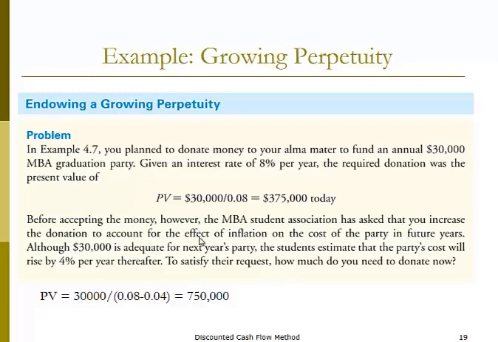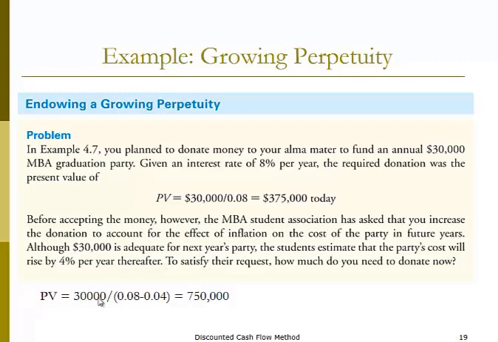We need to account for the effect of inflation on the cost of the party. Although $30,000 is adequate for next year's party, students estimate that the party's cost will rise by 4% per year thereafter. This tells us that it's growing forever, or for indefinite periods. To satisfy the request, how much do you need to donate now? So we want to evaluate the present value of this growing perpetuity.